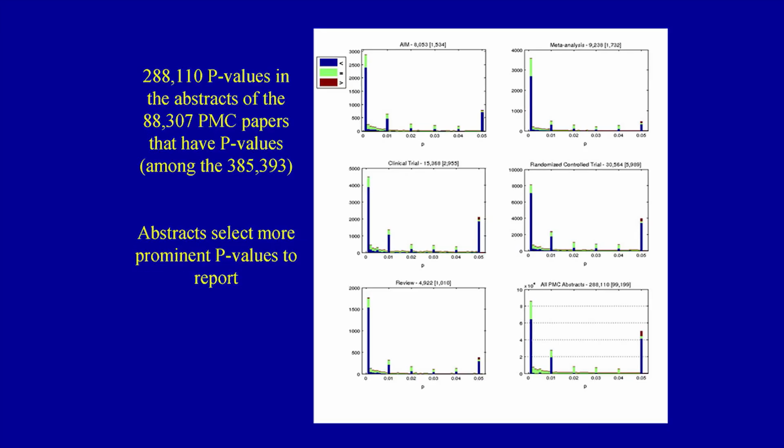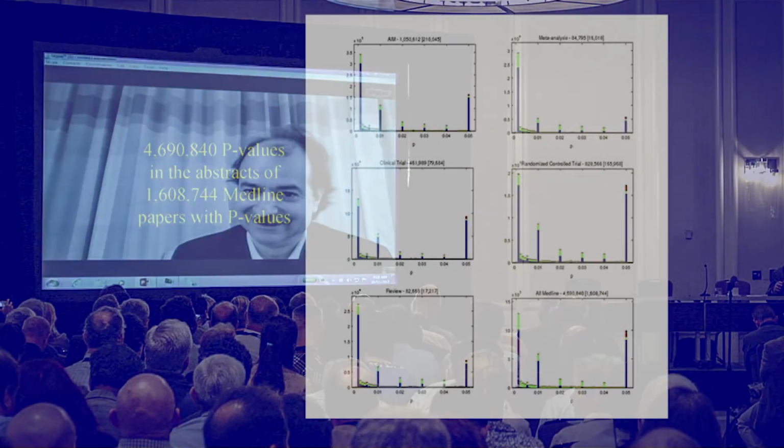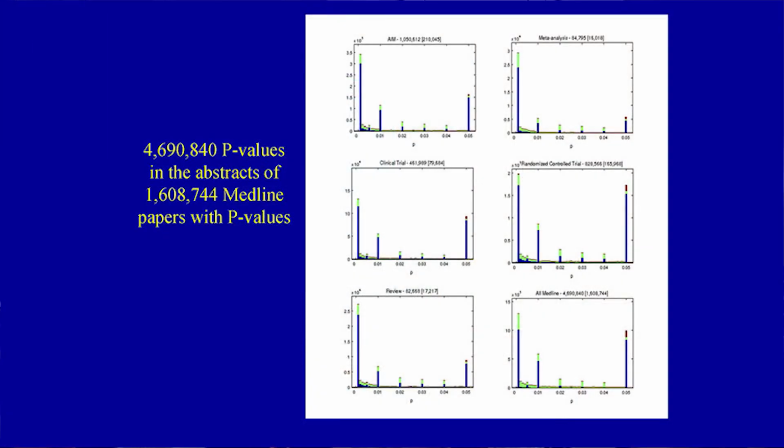If you look at the p-values in the abstracts of 88,000 PubMed Central papers that have p-values, then you can see that abstracts select more prominent p-values to report compared to the full-text articles. So if you focus again on the same bottom right panel, you will see that now the 0.05 bin is much lower in height compared to the first bin, which is the most significant p-values that are being reported. The next slide is showing these 4.7 million p-values in the abstracts of 1.6 million Medline papers with p-values.